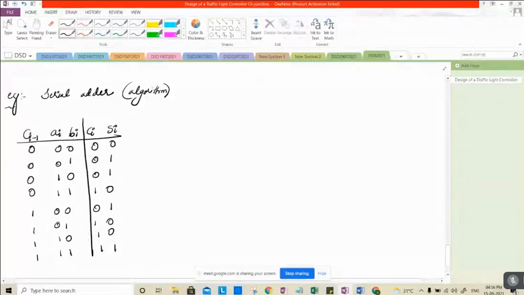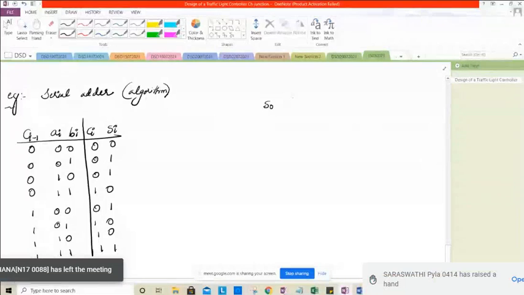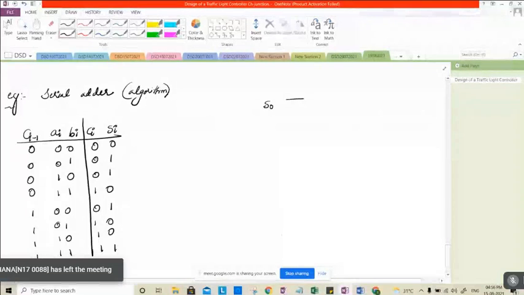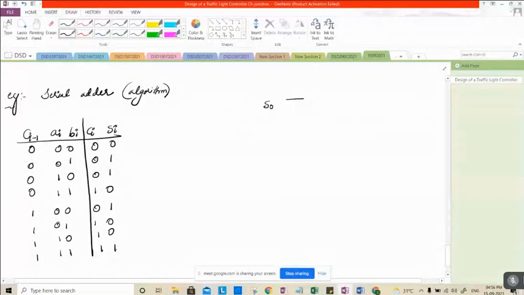Tell me how many states are present here in a serial adder? How many states are there in the serial adder? Hello, can you hear me? Right. How many states are present in a serial adder?